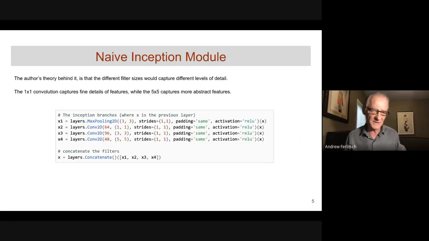So let's go ahead and write a naive Inception module. It's really simple. We're going to assume X is our input. We're going to create these 4 layers: our max pooling layer, our 1x1 layer, our 3x3 layer, and our 5x5 layer. All of them take the inputs. We'll just call the outputs X1, X2, X3, X4. And then we're just going to concatenate them together.